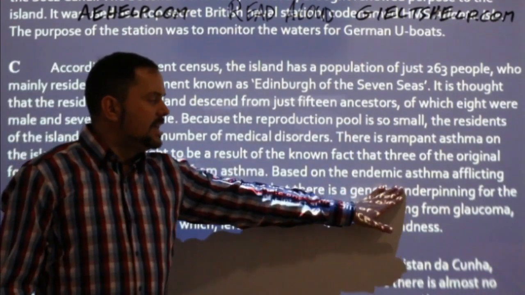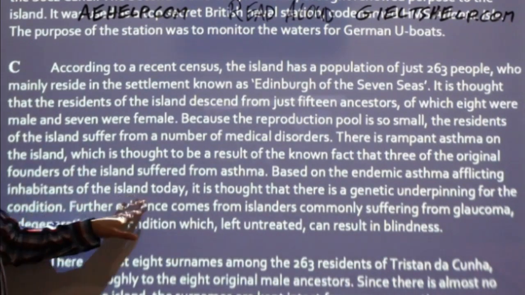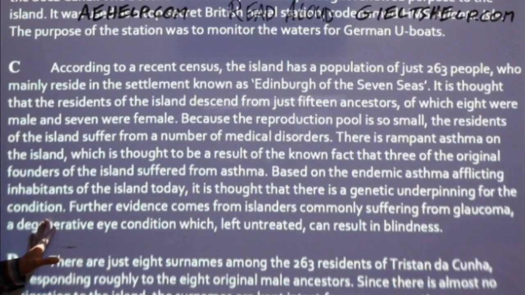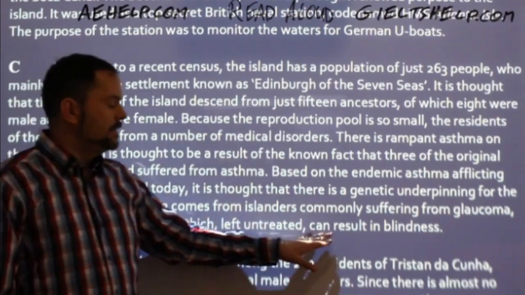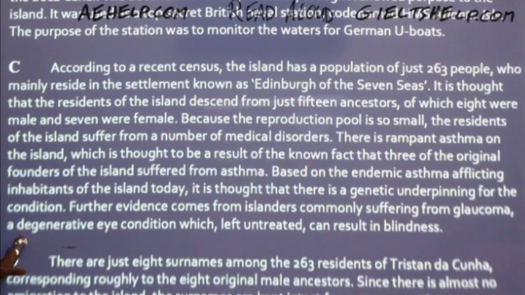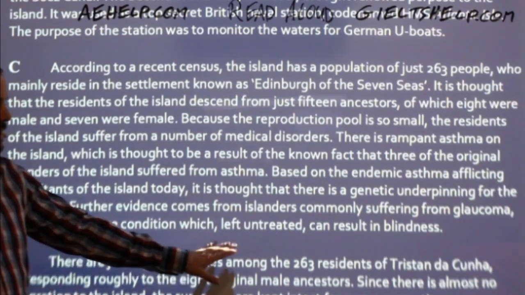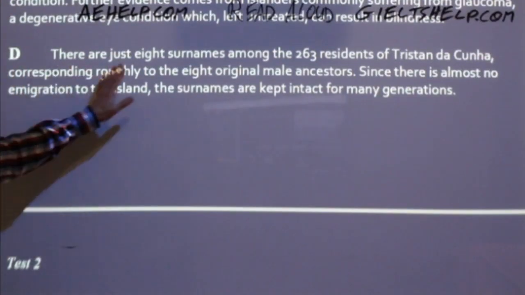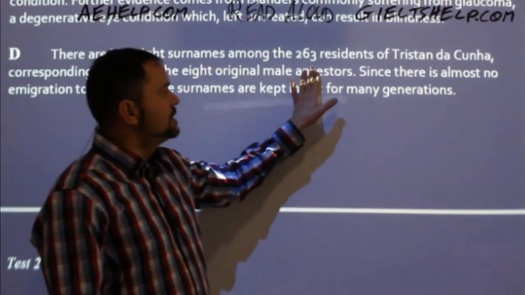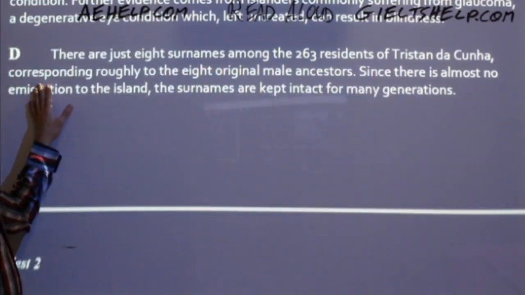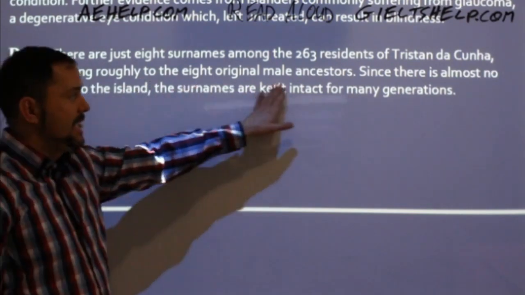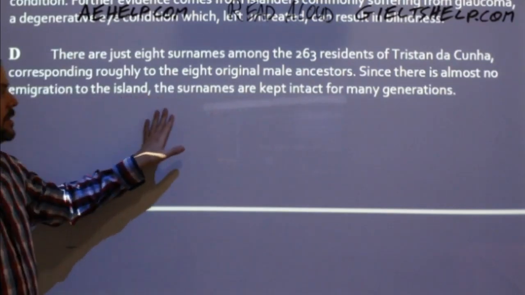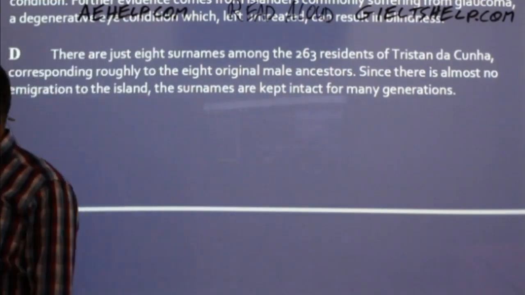Based on the endemic asthma afflicting inhabitants of the island today, it is thought that there is a genetic underpinning for the condition. Further evidence comes from islanders commonly suffering from glaucoma, a degenerative eye condition which, left untreated, can result in blindness. There are just 8 surnames among the 263 residents of Tristan da Cunha, corresponding roughly to the 8 original male ancestors. Since there is almost no emigration to the island, the surnames are kept intact for many generations.